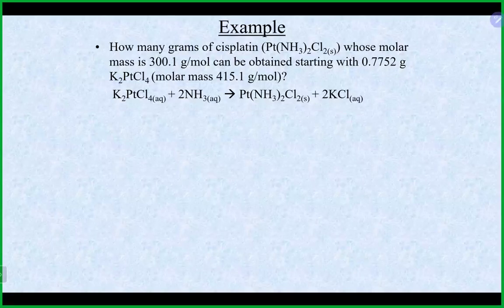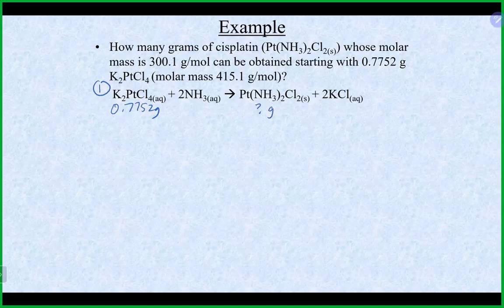Okay, let's take a look and see. Again, always just going to follow our 4 steps. So once again, I see some coefficients in that scary looking equation and it looks balanced in that case. I'm going to go with that. They did give us that we're starting in this case with 0.7752 grams. And in this case, we're looking for how many grams of our product.